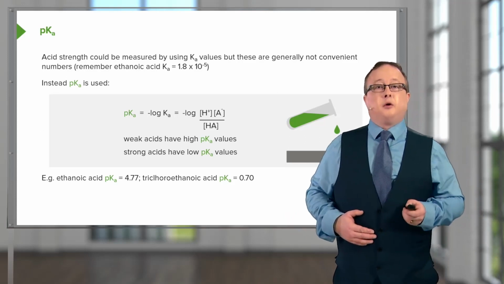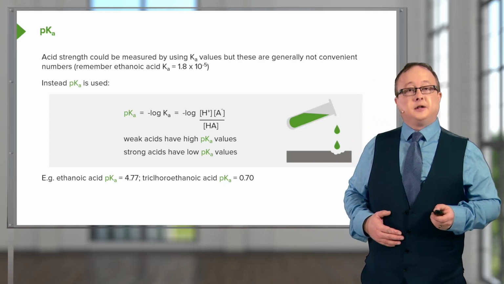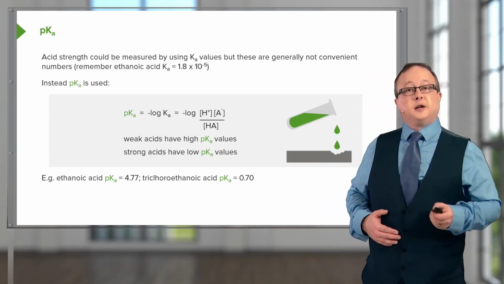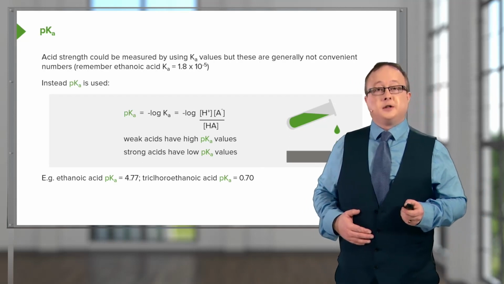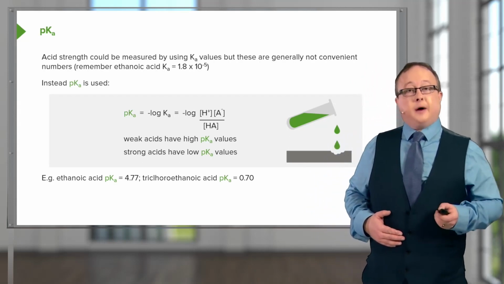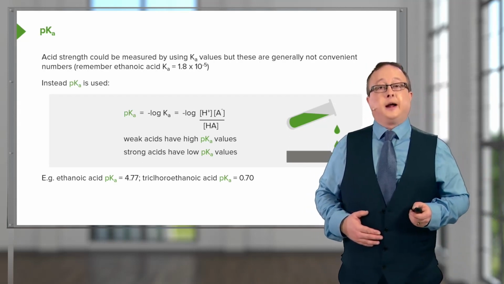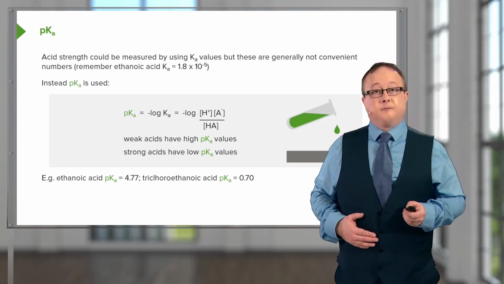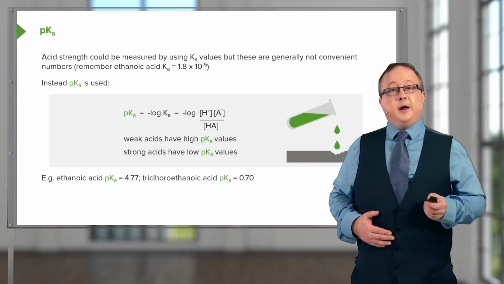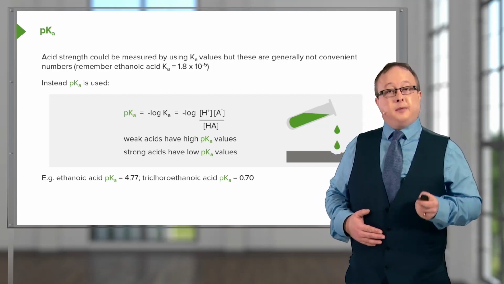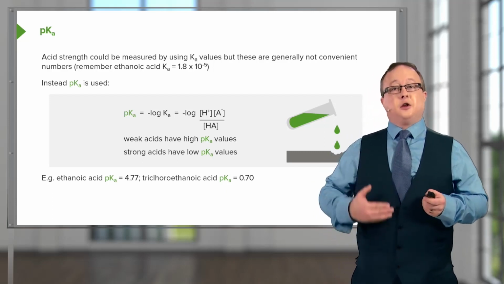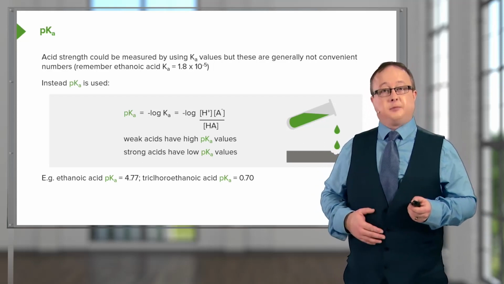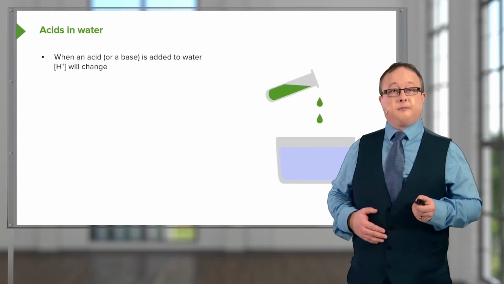So if, for example, we were to look at ethanoic acid, we see that the pKa of this calculation results in a value of 4.77. The stronger acid, trichloroethanoic acid, results in a pKa of 0.70. And as we actually go down in terms of pKa value, we're increasing the degree of dissociation and increasing the concentration of H+ that is actually formed.